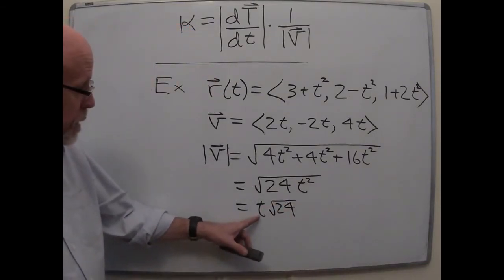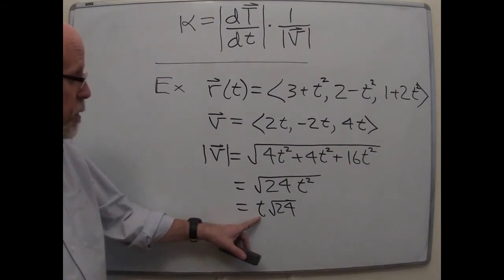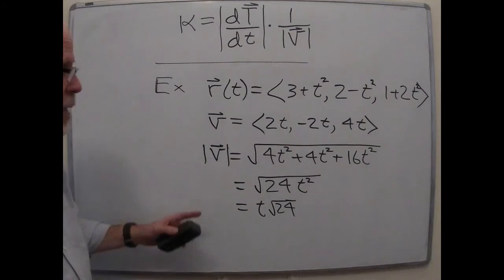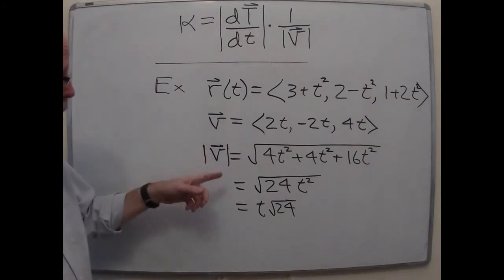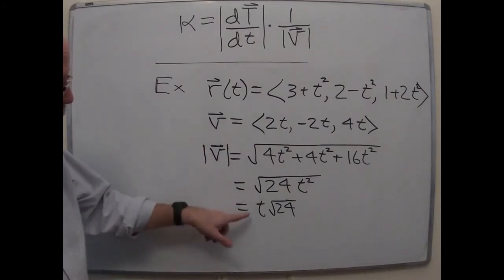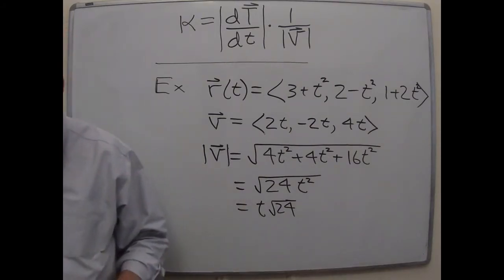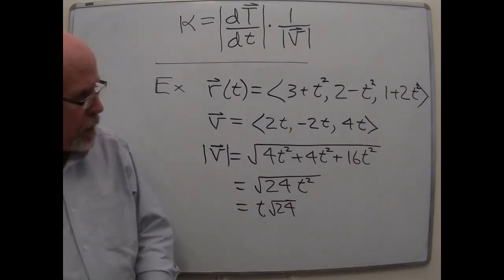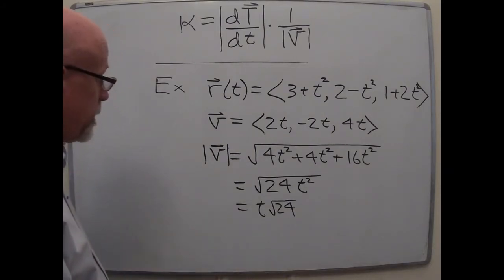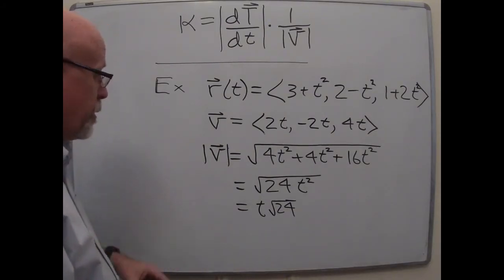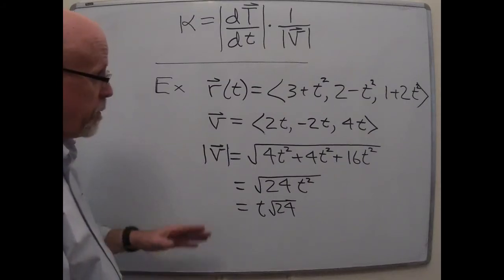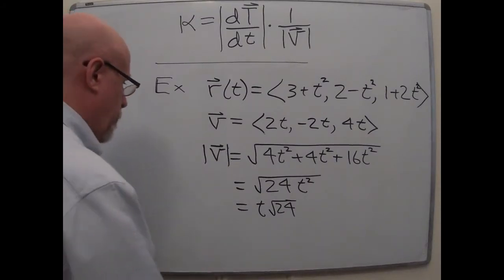So the velocity is going up as t goes up. The bigger t gets, the bigger the velocity vector. Sorry, the velocity vector gets bigger, but I was actually pointing at the speed. As the t goes higher, the speed gets higher. We're accelerating along this line. But we can still work out the curvature and see that indeed the curvature of straight line motion is 0.